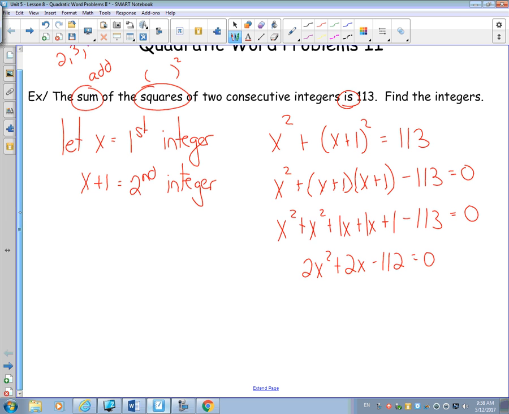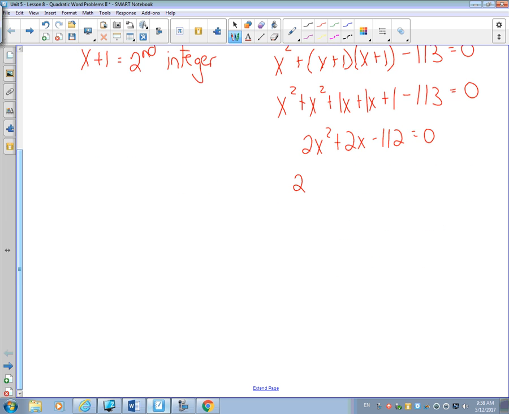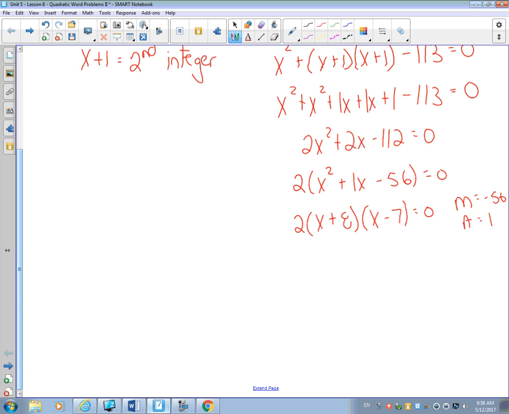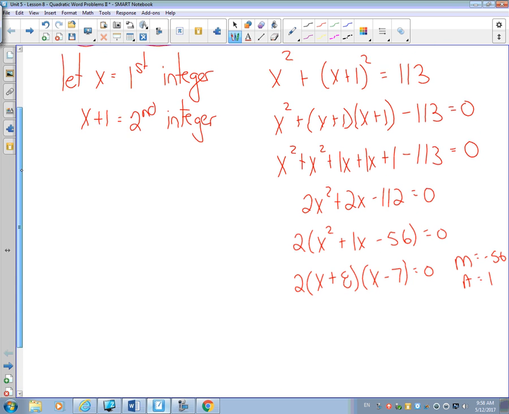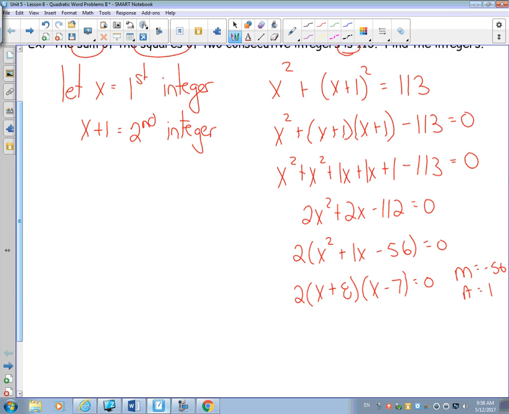To solve it, let's try factoring. So I notice these have a common factor. And I also notice that I have a simple trinomial. So I need numbers that multiply to negative 56 and add to 1. And there are definitely numbers that do that. Positive 8 and negative 7 do that. There's also one more hint that this can be factorable: the fact that we have integers. Integers means we have whole numbers. If there are whole numbers, they have to be factorable. So what are the answers? The answers are negative 8 and positive 7.